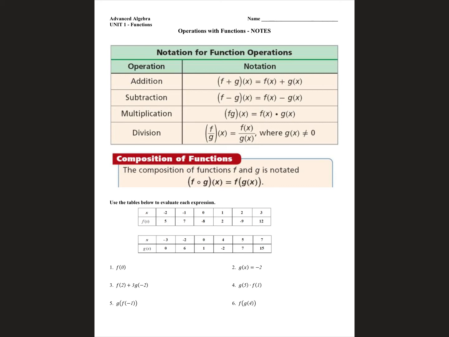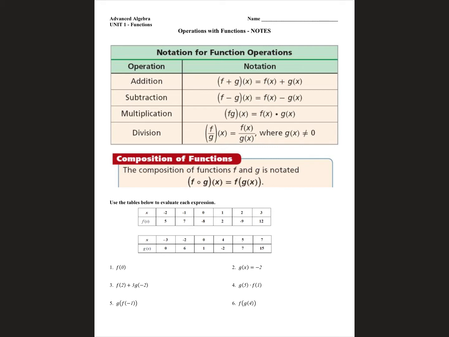All right, in today's lesson, we're going to look at operations of functions. And in order to be successful with doing the different types of operations of functions, you really need to start recognizing the different types of notations that you could see for various problems. There's really 5 different notations that we're going to be looking at today.